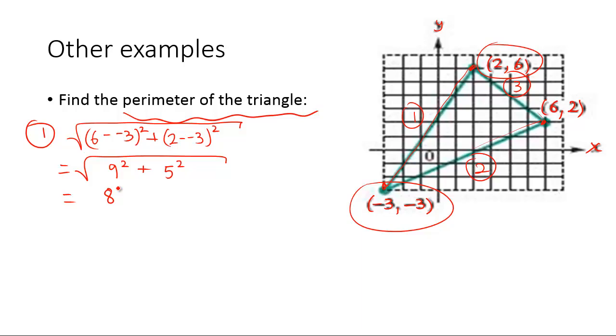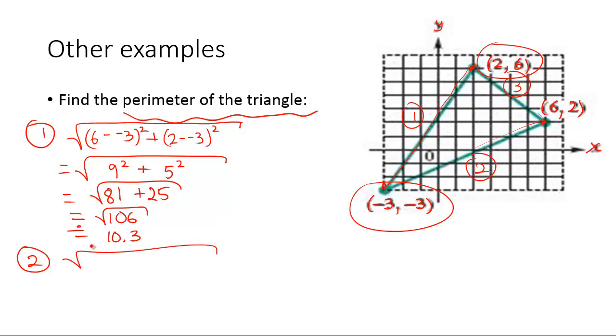So that gives me 81 plus 25. And when I square root that, 81 plus 25 is 106. So the square root of 106 is approximately 10.3.